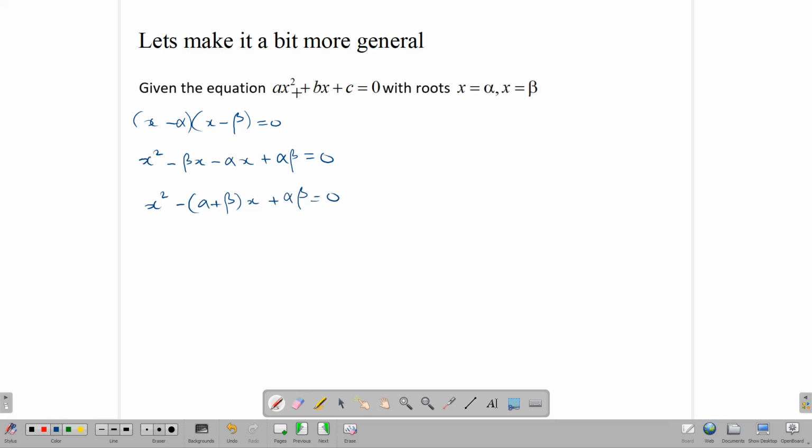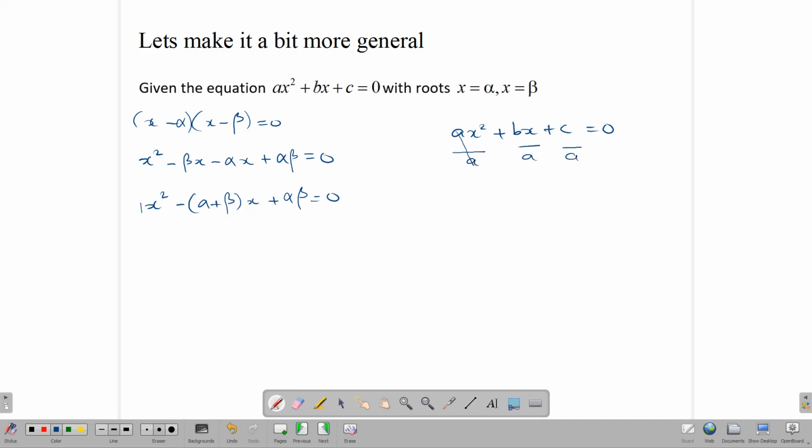So given that this equation had these as its roots, then this equation is somewhat similar to this one, except for the point that this equation has a coefficient of x squared of 1, and this has a coefficient of a. So let's just go ahead and do something about that. Here we have ax squared plus bx plus c equals 0. What we want to do is to get a coefficient of 1 here so that it will match this one directly. And so we'll divide the equation by a.